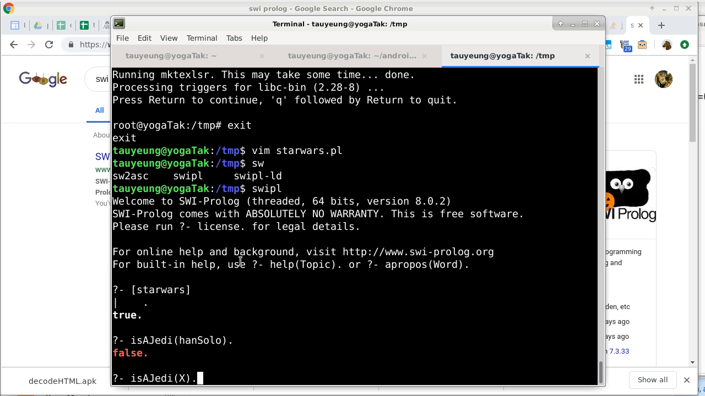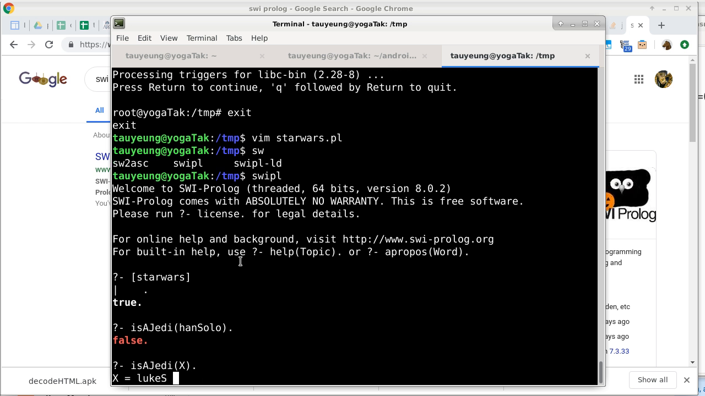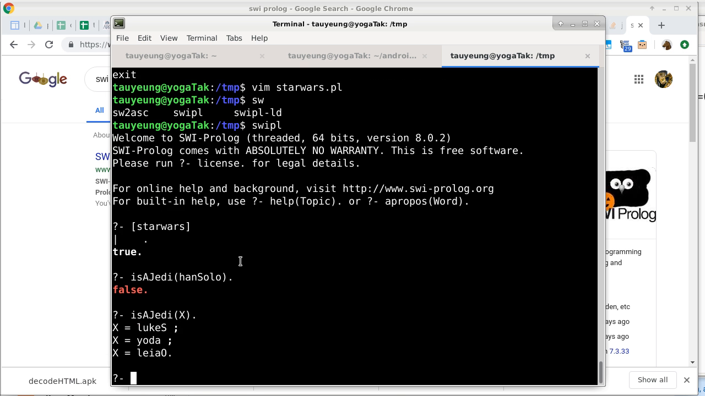I'm not confirming whether a particular atom is a Jedi. I'm asking, tell me who is a Jedi. Tell me about all the Jedis. Okay, so you press the Enter key, and it's waiting for you to press a key to go to the next one. And I cannot remember which key. I'm going to try space. Yep, that's it.